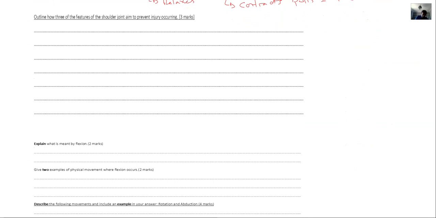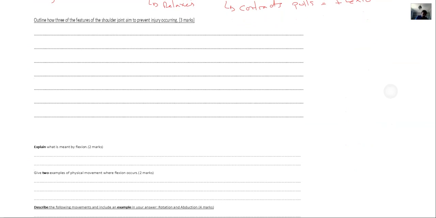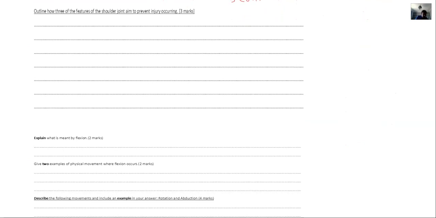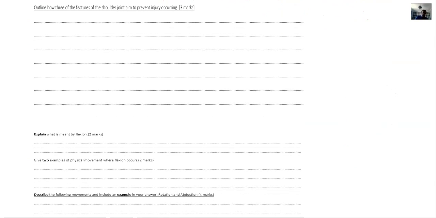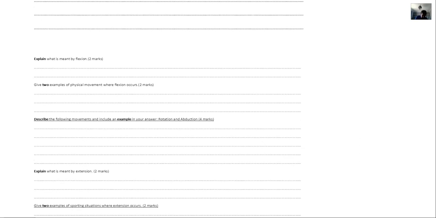Some questions I'm not going to go through, but 3 safety features of a shoulder joint. Remember, that's when you start talking about the different parts of a synovial joint. So shock absorption, reduction of friction, the fact that it's a capsule, you've got ligaments that keep it going. All right, and you can see other types of questions that we then start to look at.